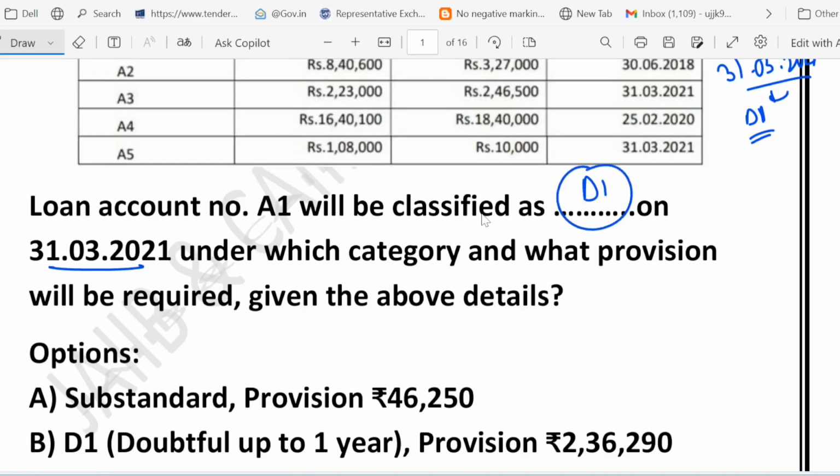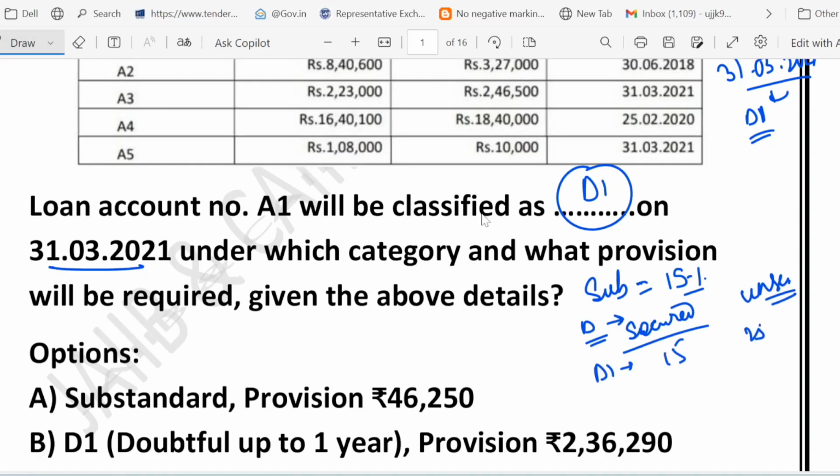Now the second part is provisioning. So what is the rule regarding provisioning? Substandard, remember, is 15% normally, and if it is a doubtful asset, there is different provisioning for the secured portion and the unsecured portion. So here I write secured and here I write unsecured. So what is the provisioning for the secured portion? Sorry, just wait a minute, let me erase it.